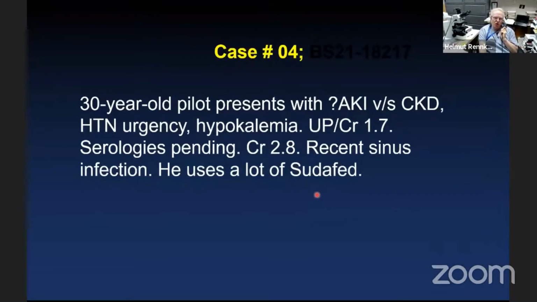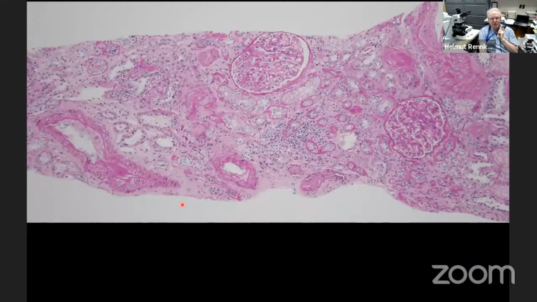Here you have two more cases I wanted to share with you because they show you what one can do about this. A 30-year-old pilot presents with acute kidney injury versus chronic kidney injury, hypertension, urgency, hypokalemia, and a urine protein to creatinine ratio of 1.7. The serologies are pending, of course. Creatinine is 2.8. He has a recent sinus infection and he uses Sudafed. Okay, a trigger for this condition, as you can already anticipate, but I will show you.